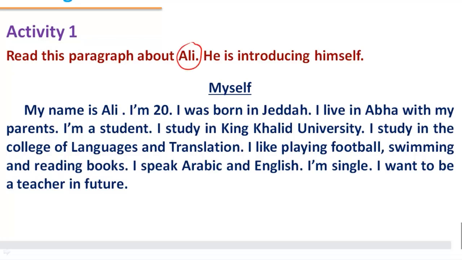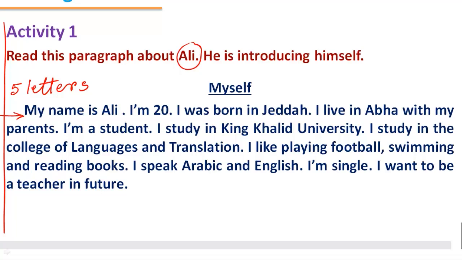This is the full paragraph about Ali. If we look at the full paragraph, we find that he has given an indention in the first line. It is a blank space between the margin and the first word of the first line. It is about 5 letters space between the margin and the first word of the first line.